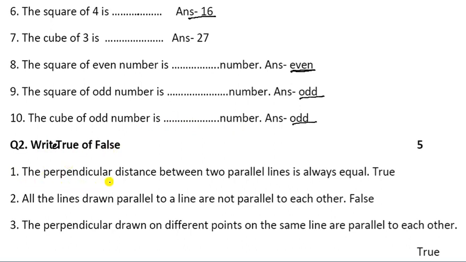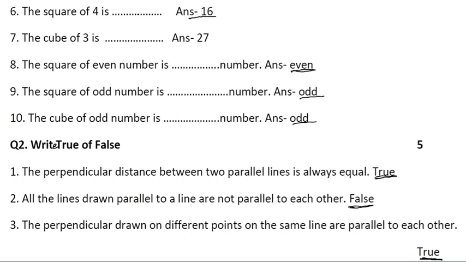Now write true or false. The perpendicular distance between two parallel lines is always equal. That is true, so you have to write this statement as true. Second, all the lines drawn parallel to a line are not parallel to each other. That statement is false. Third, the perpendiculars drawn at different points on the same line are parallel to each other. It is true.